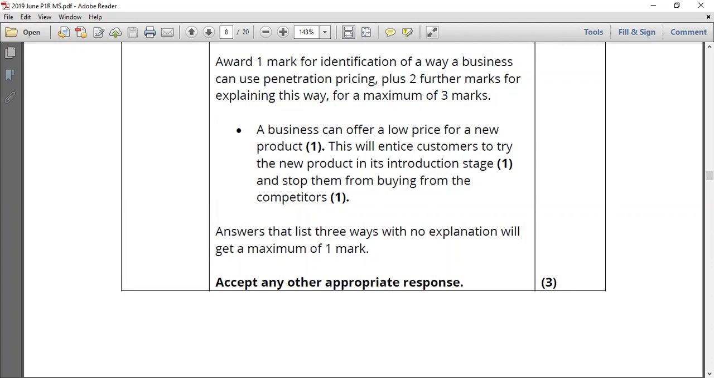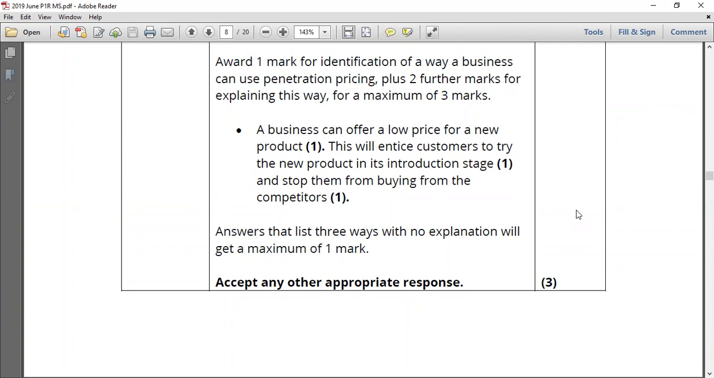So you must have one point and you must be able to explain. One student answered: set the business in the market and attract customers from other competitors in the introduction stage of this product. That is also a correct answer, but if I mark it, I will give 2 out of 3 for this answer. I'll repeat the answer.